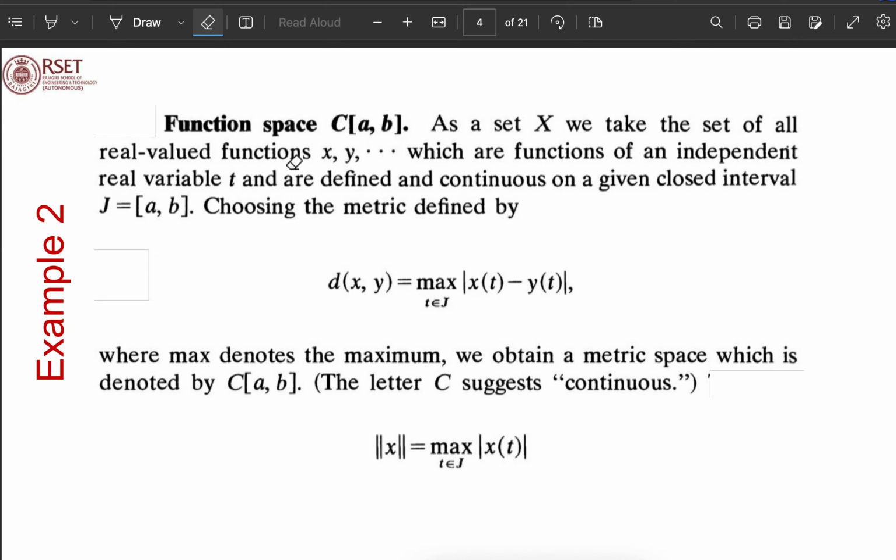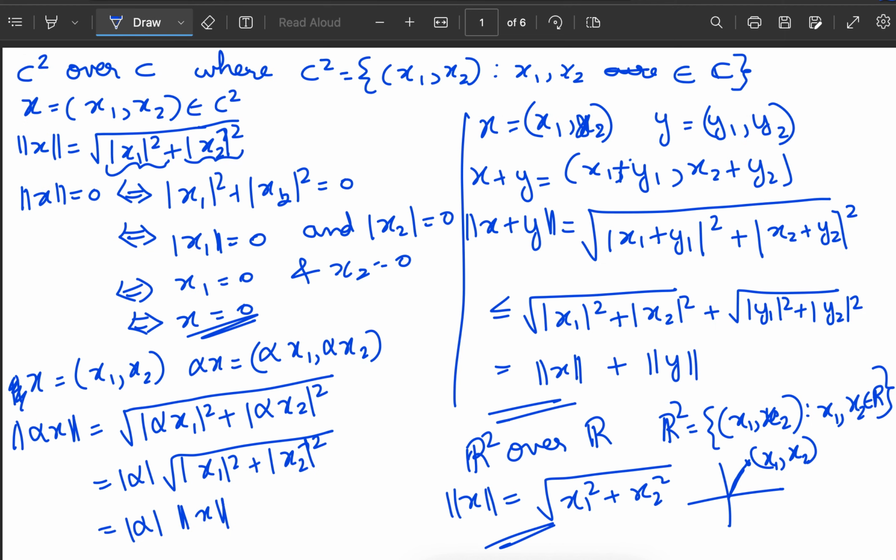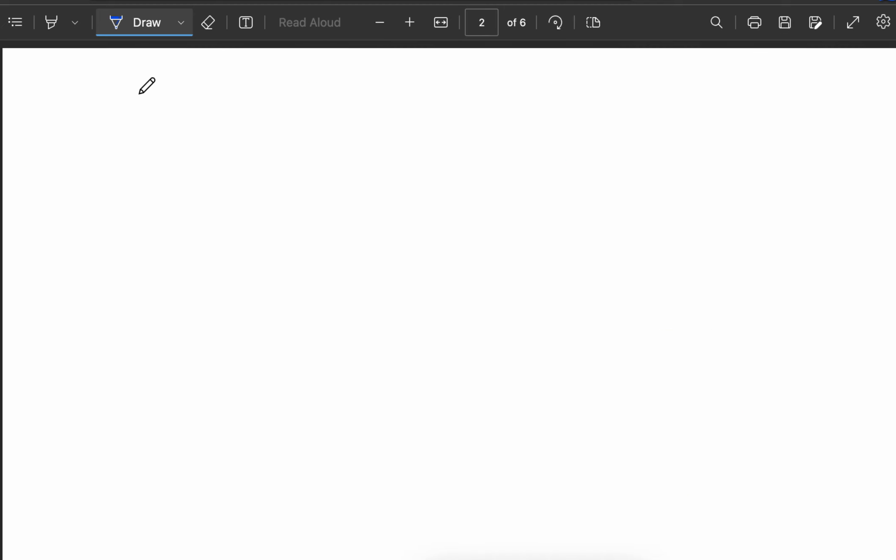Next example is C of closed interval [a, b], that is collection of all continuous functions on closed interval [a, b]. Here we define norm as norm x is equal to maximum of t element of J, where J is this interval, closed interval [a, b]. So it is norm x is equal to maximum of mod x of t.